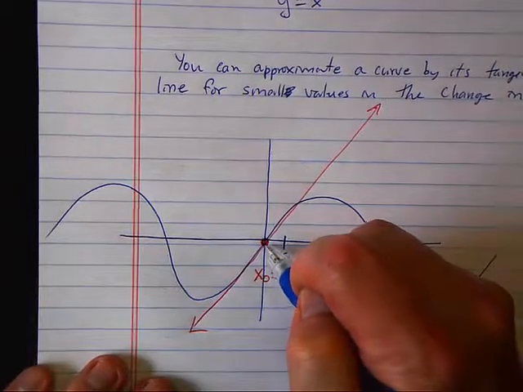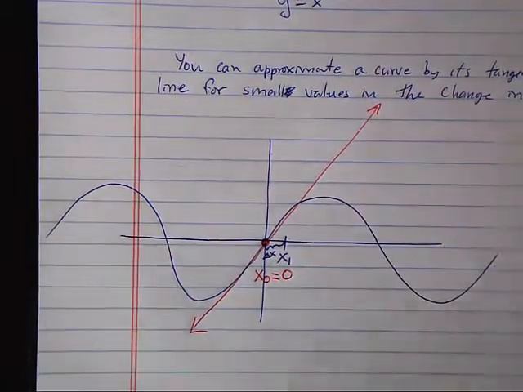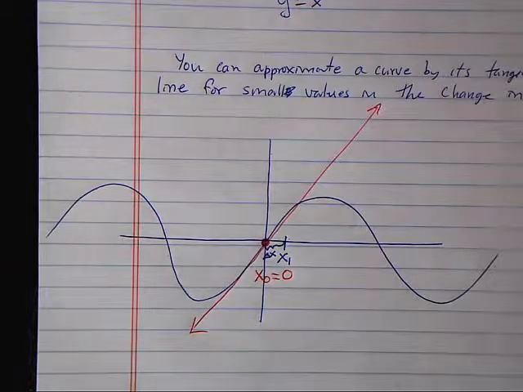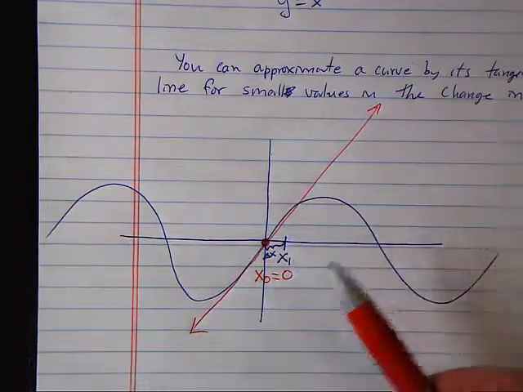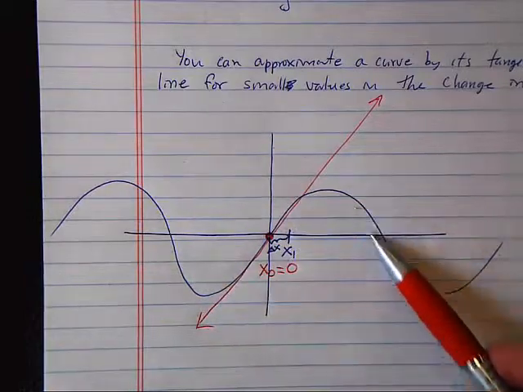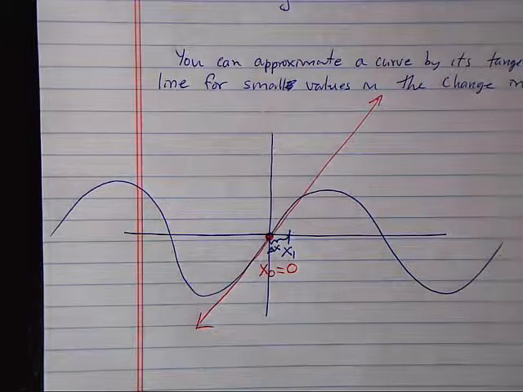And this distance right here is called delta x. So the distance from where you found your tangent line to where you want to approximate is called delta x. Okay? Good so far? If I plug x1 into the original blue curve, and I plug x1 into the tangent line, will I have exactly the same answer? No, but it'll be close, won't it?